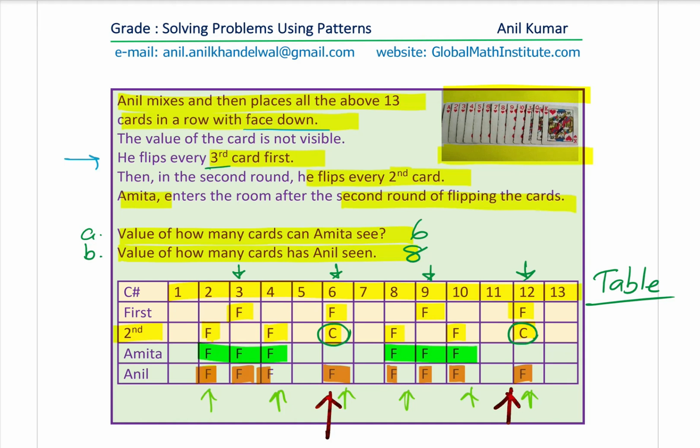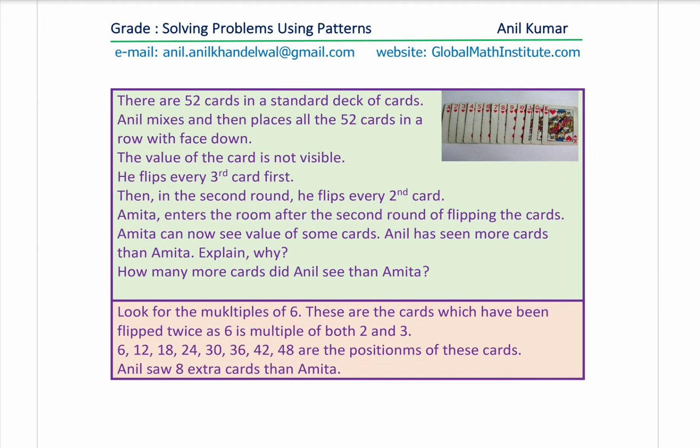Now that brings us to the last question, which is based on the observation we did just now. The question is, there are 52 cards in a standard deck of cards. Anil mixes and then places all the 52 cards in a row face down, all 52 face down. The value of the cards is not seen. He flips every third card. Then the second round, he flips every second card. Amita enters the room after the second round of flipping the cards. Amita can now see some cards. Anil has seen more cards, correct? Because some cards were flipped twice.